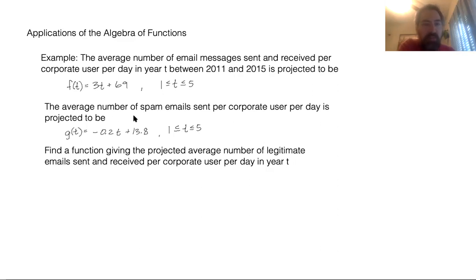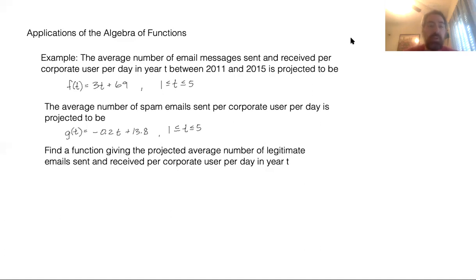And the average number of spam emails sent per corporate user per day is projected to be g of t equals negative 0.2t plus 13.8. And we want to find a function that would give us the projected average number of legitimate emails sent and received per corporate user per day in year t.